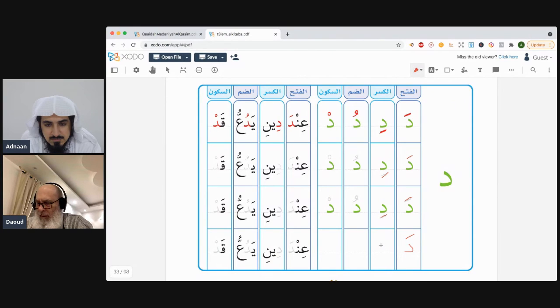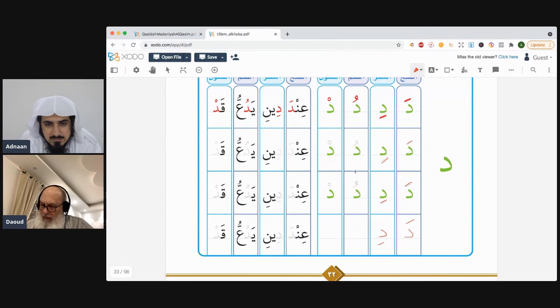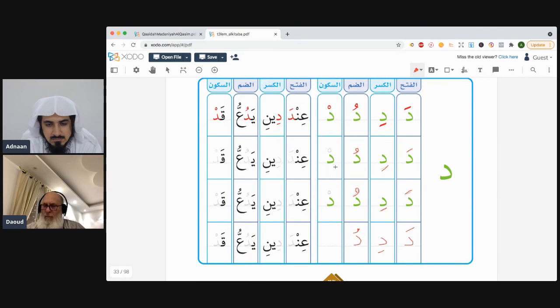Di. And now I'm putting, second one's written, I'm putting the kasra, di. Third one, di. Now I'm making my letter, di. Now we have dhamma, so we have du. Sound. Du. Now I'm drawing my letter and putting the dhamma. Du.